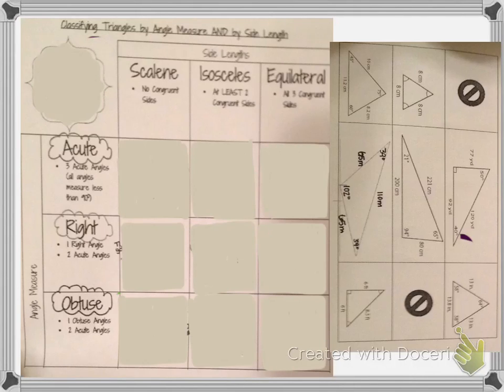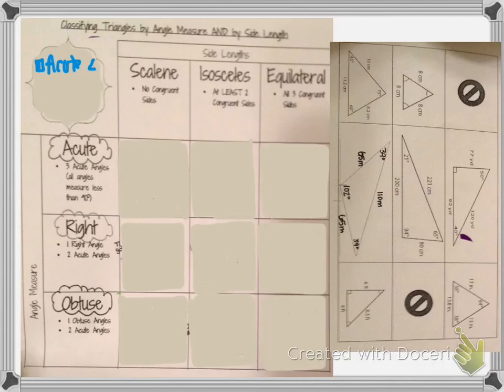So if you'd like to press pause and get your markers out in front of you, then you may do so. If not, just continue on. So we are going to use blue. Let's draw a blue square, and blue is going to be our acute angles.